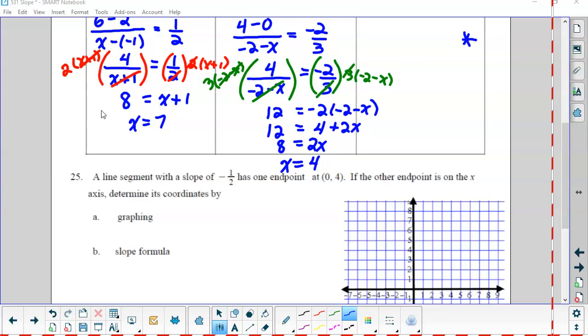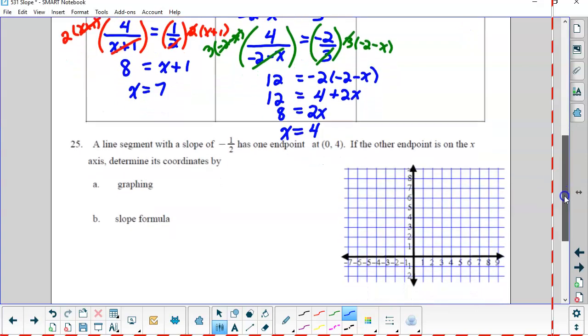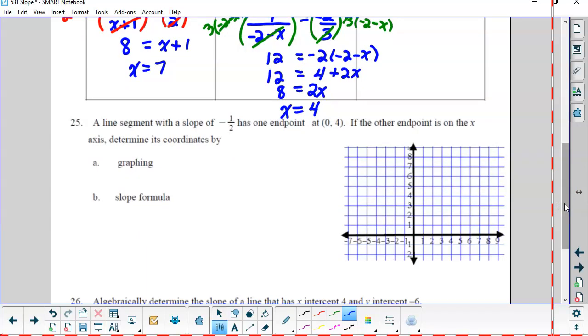So a line segment with a slope of -1/2 has one endpoint at 0, 4. If the other endpoint is on the x-axis, determine its coordinates by graphing or the slope formula. Sometimes you can do it either way, again, depending on how the question is being asked. So here we want to graph 0, 4, okay, with a slope of -1/2. We know it has an endpoint on the x-axis, right?